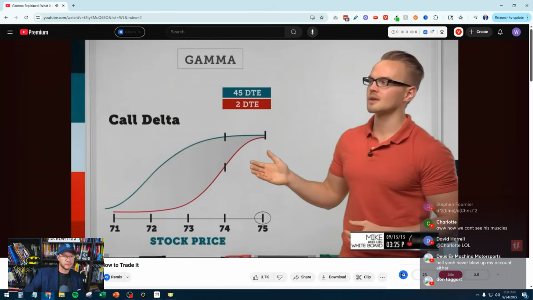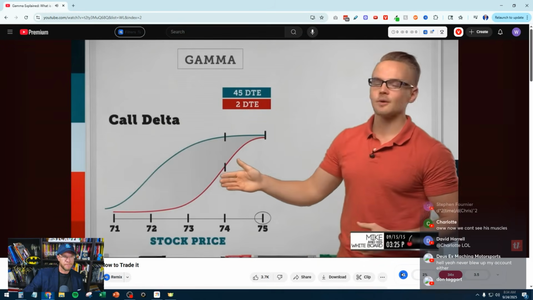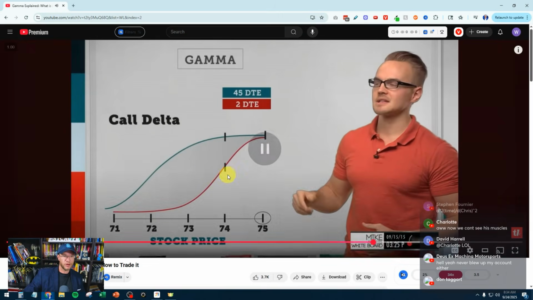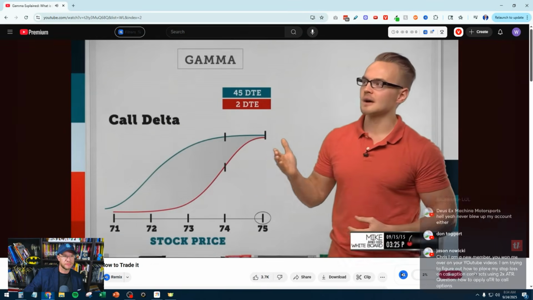So regardless of whether I'm buying an option or selling an option, let's say I sell an option at 74 and the stock price goes to 75. Of course, I sold it here, but now it's worth this much.